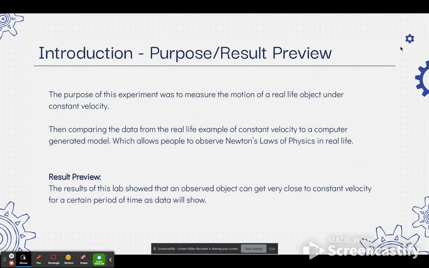In this lab, the purpose of this experiment was to measure the motion of a real-life object under constant velocity, then compare that data to a computer-generated model. This allows people to observe Newton's laws of physics in real life. A result preview is that it will show the observed object can get very close to constant velocity for a certain amount of time, as the data will show.